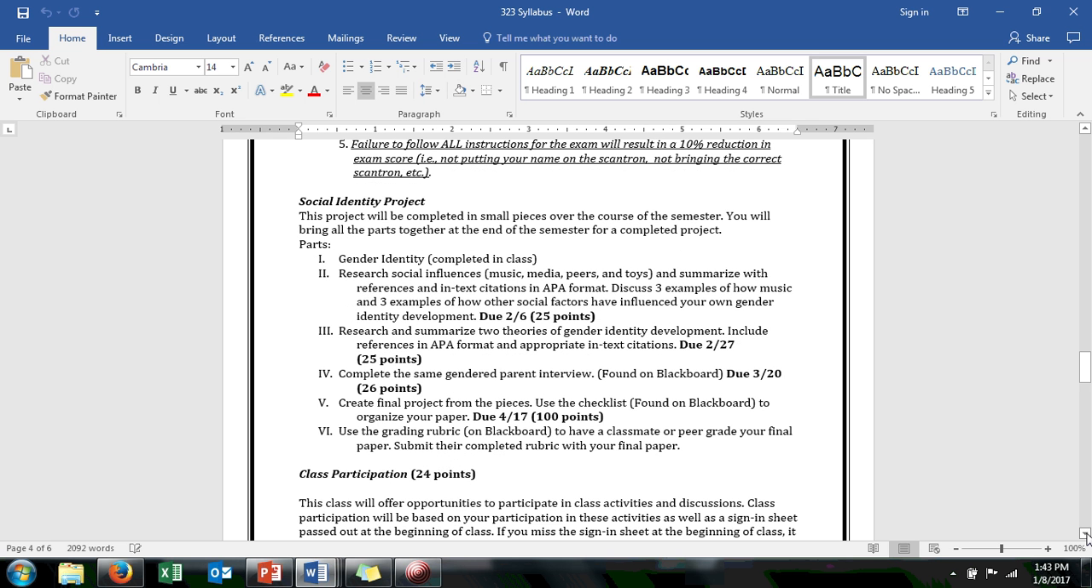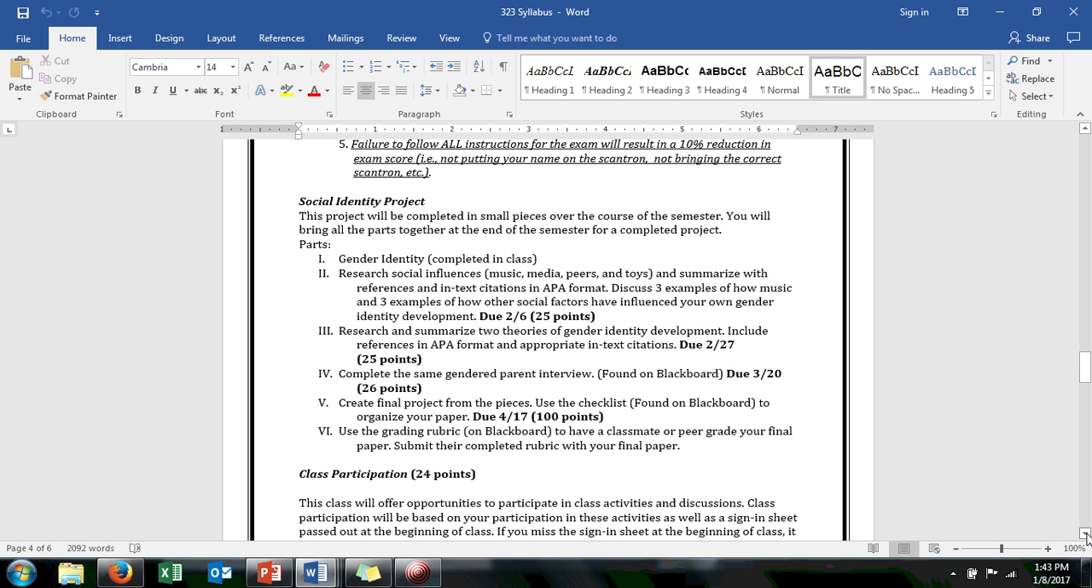So the next thing we're going to talk about is your social identity project, and this is your big project for the course. It is a multi-part project that you will bring together at the end for a final paper. You can see it's broken down into sections, and each section is worth a different number of points and has different due dates. The first part we'll actually do in class.